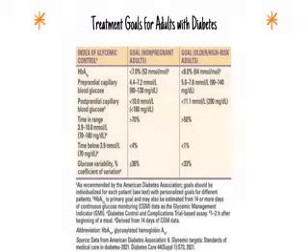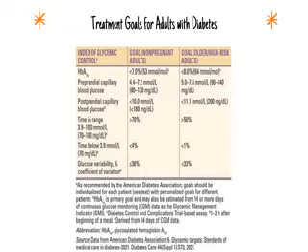Treatment goals for adults with diabetes. The first table is for non-pregnant adults. The second is for older or high-risk adults. This is the treatment goals. So HbA1c level should be less than 7, and for the second group it should be kept less than 8. That should be good enough.